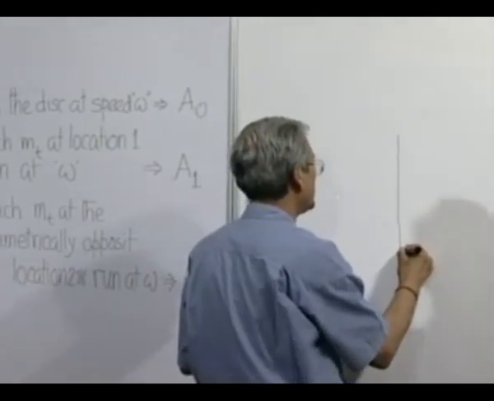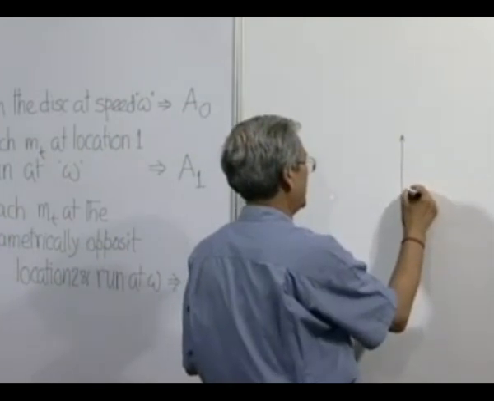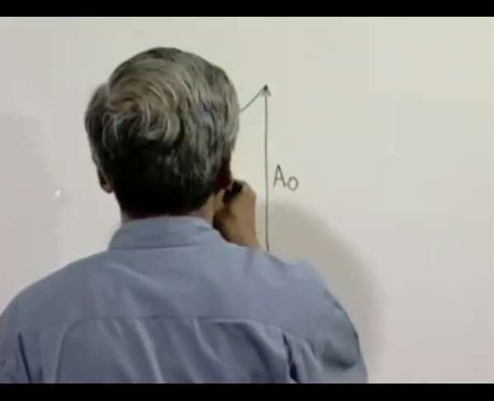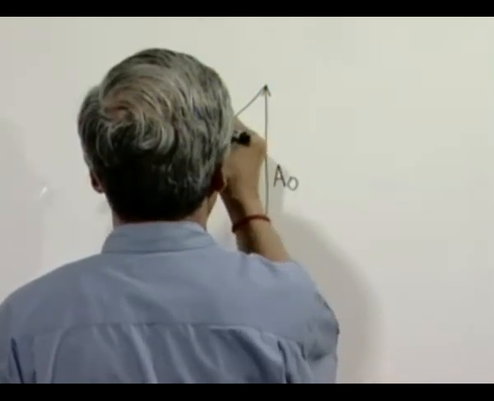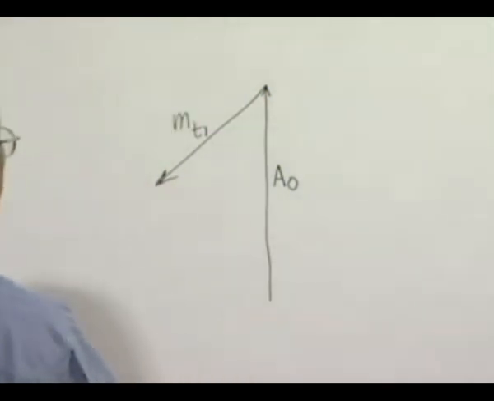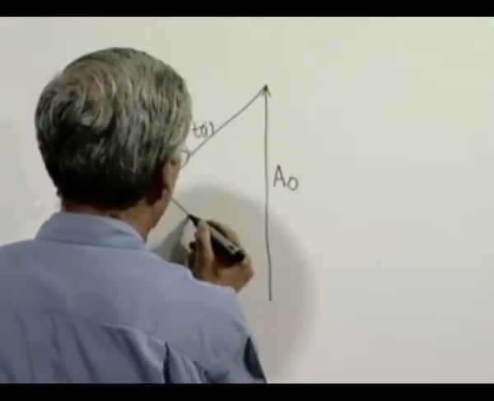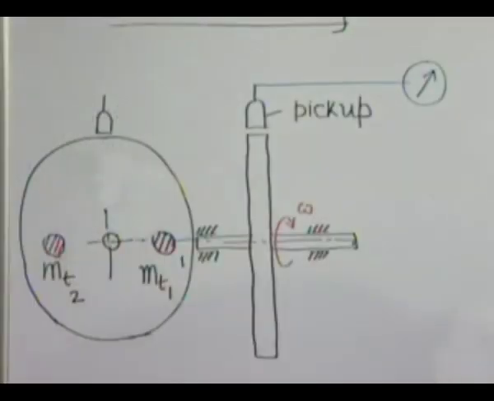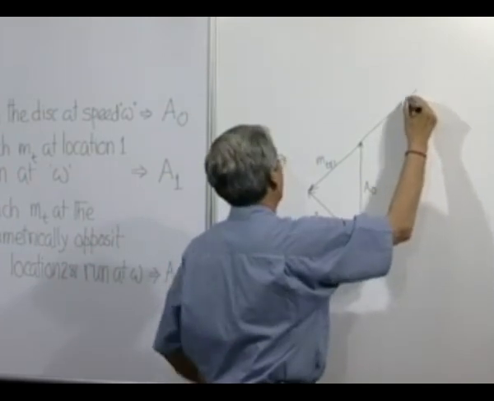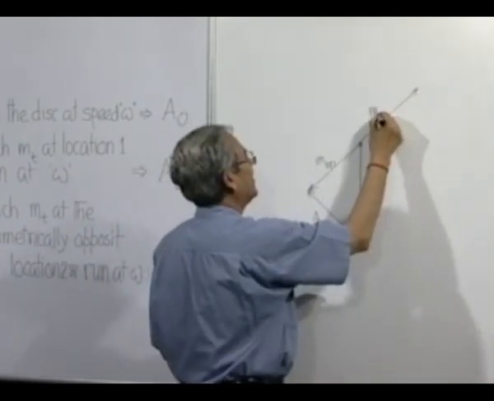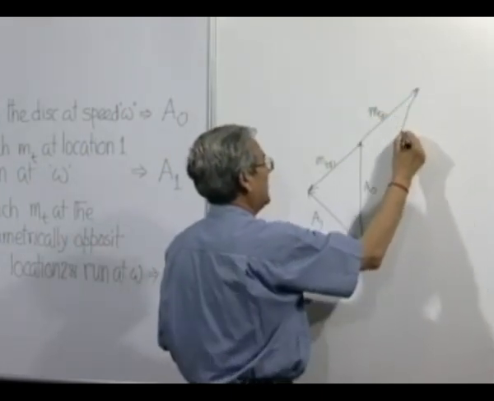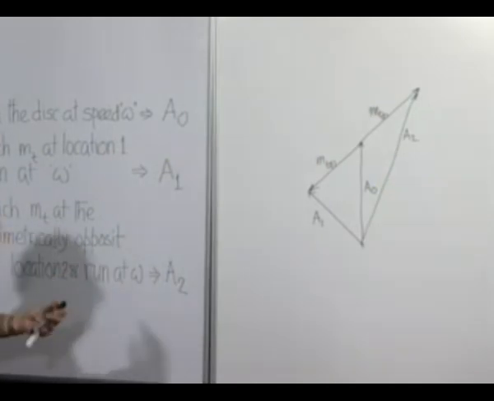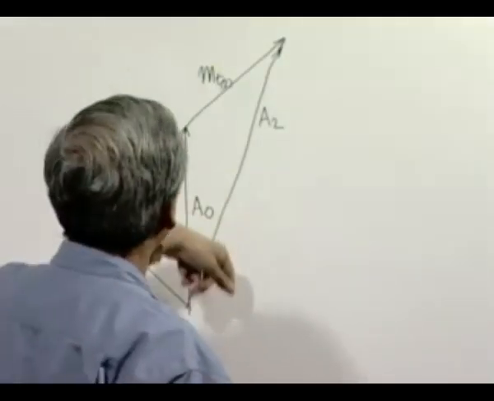So, if the vibration due to the original unbalance is say A0, and say the effect of mt in location 1 is this, then A1 will be this. When we place it in the diametrically opposite position, then obviously the effect of the trial mass will have to be opposite to this, and A2 will be this. So, just getting these three quantities, it is possible to have this diagram.